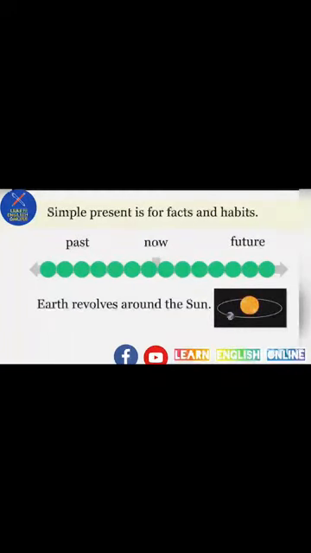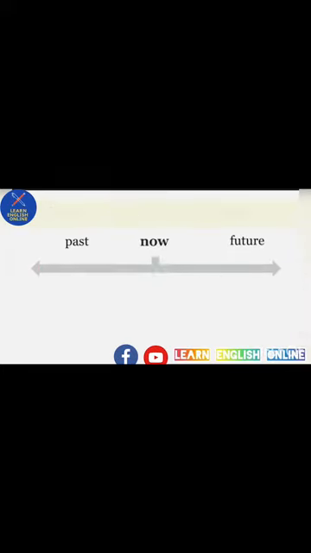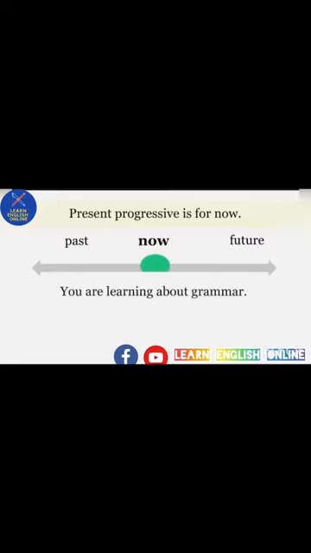Earth revolves around the sun. All of these are examples of the simple present. Progressive is for now. You are learning about grammar now, right this minute.